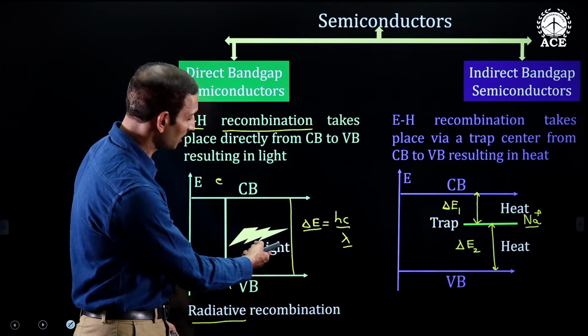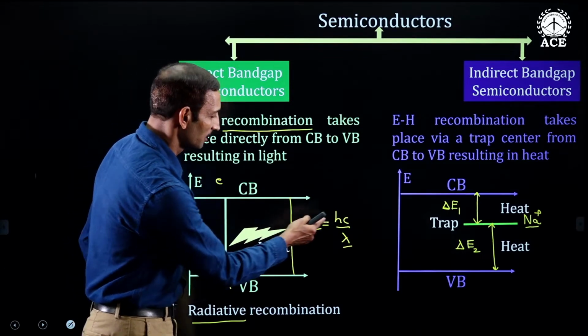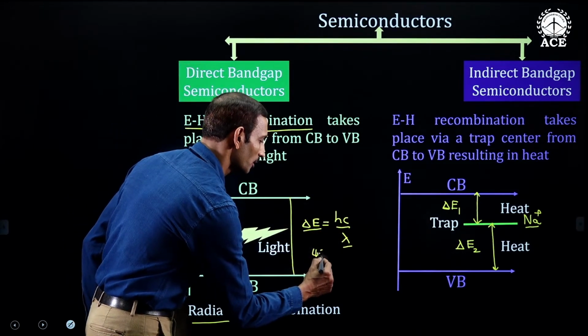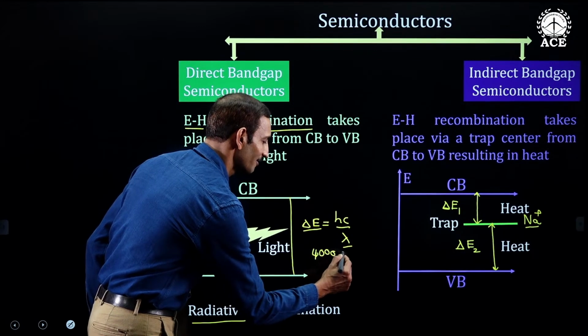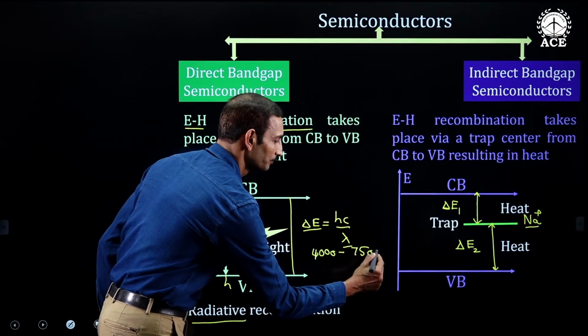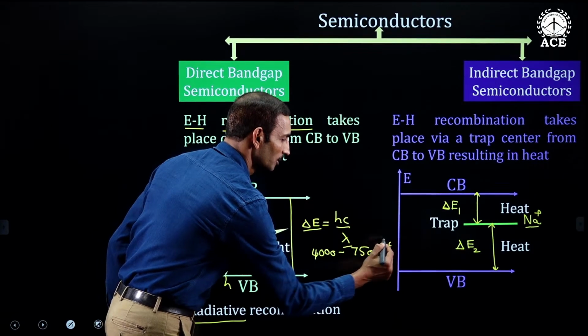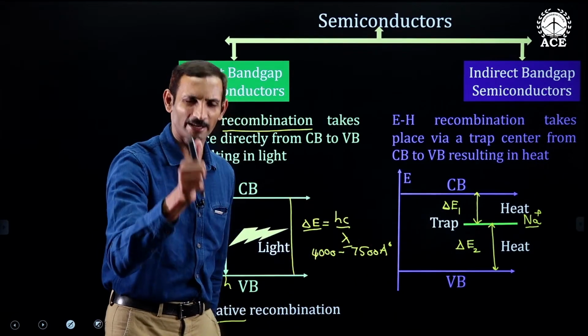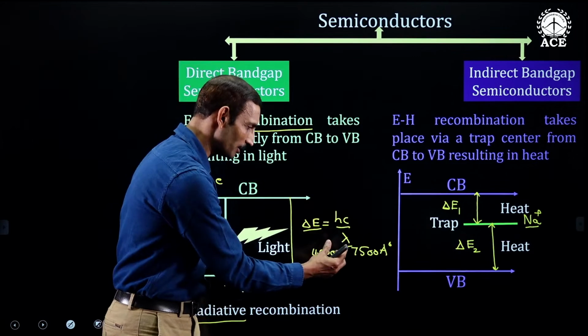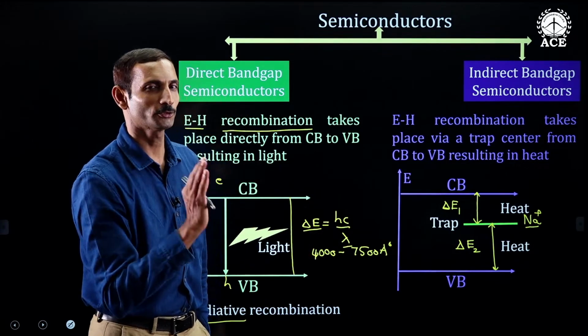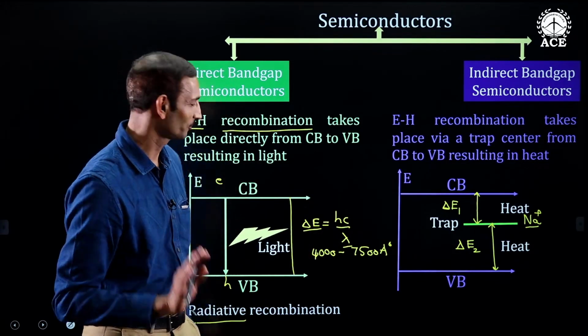If I say light has come out, it means lambda values would be between 4000 to 7500 angstrom. Some people say it is from 3800, agreed. Okay, don't worry. If at all you have to remember them, remember 4000 to 7500. No one will question, right?